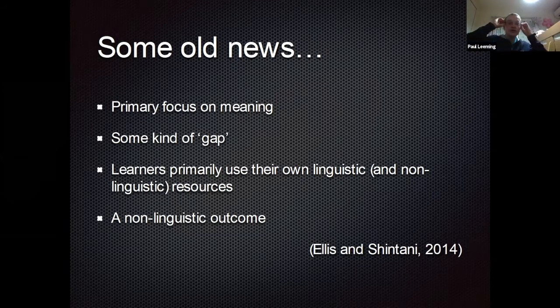The fourth element is this non-linguistic outcome. What does that mean? It means the task should have an outcome where you can say, so what did you guys decide? What did you guys achieve?